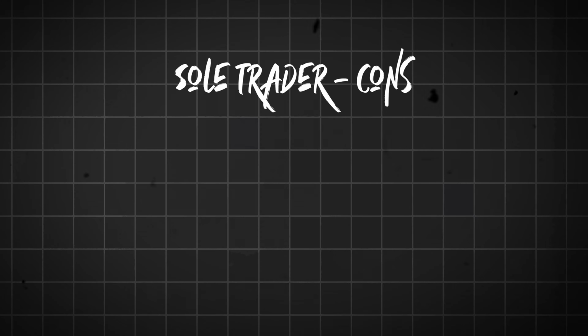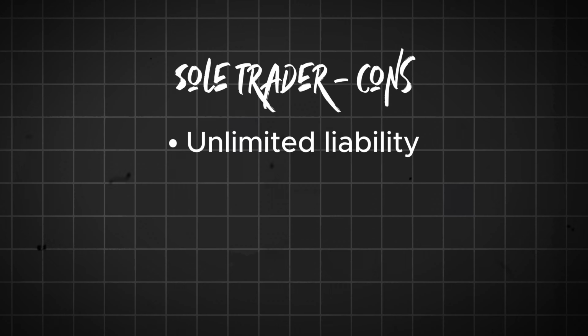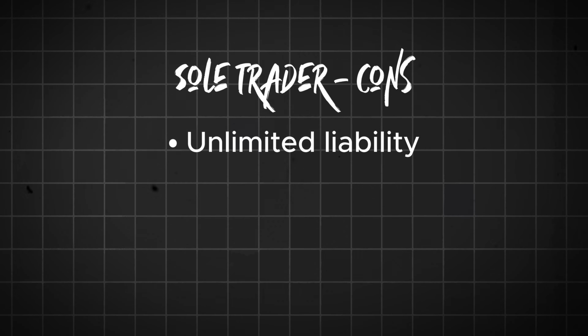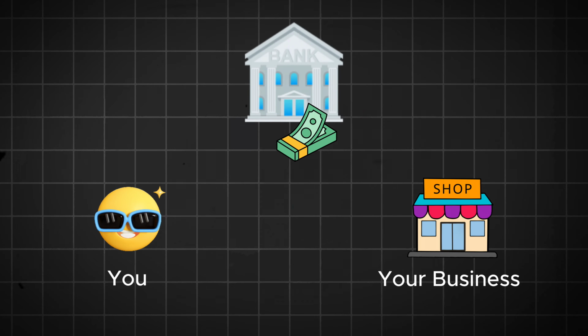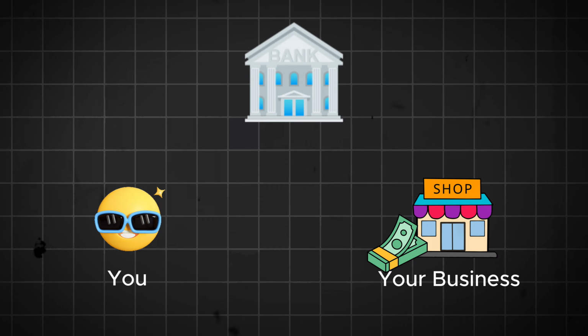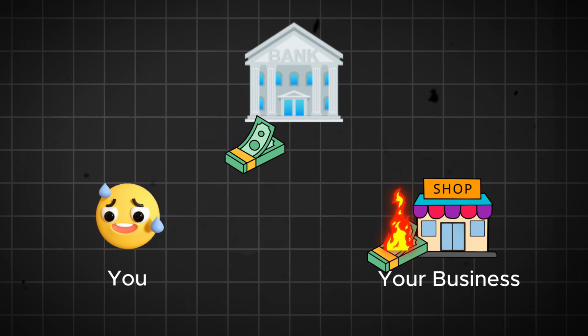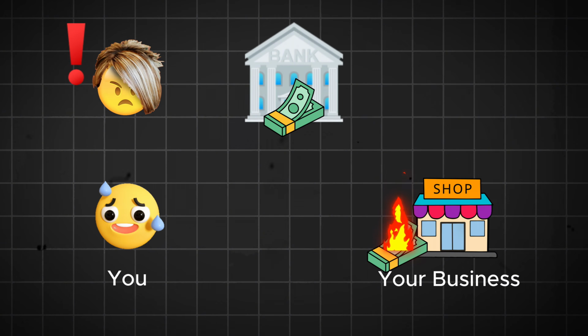The cons are unlimited liability. So this is going to be a key deciding factor for a lot of you. It basically means that you're personally liable for all business debts and obligations. So that means if you're planning on taking on some debt, so borrowing cash to get your business going, if it all goes pear-shaped, your personal assets could be at risk. Or if someone wants to sue you for some reason, again, you're at risk.